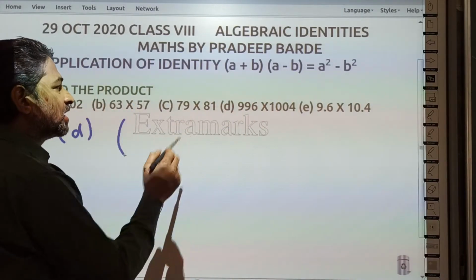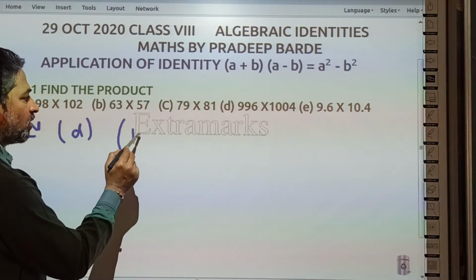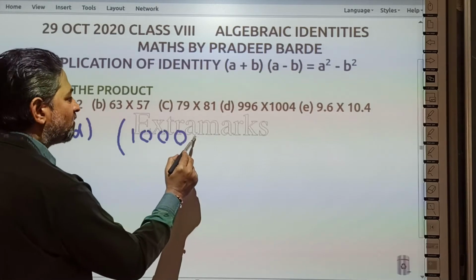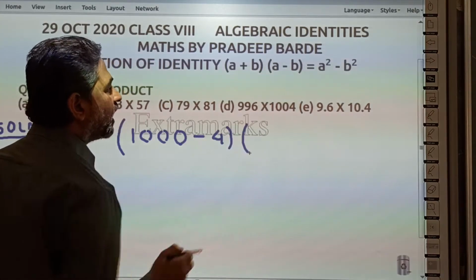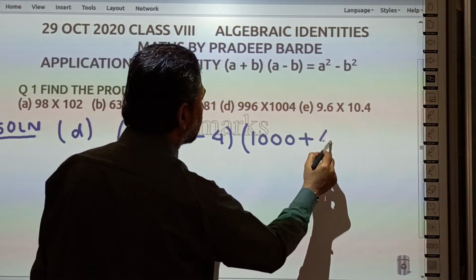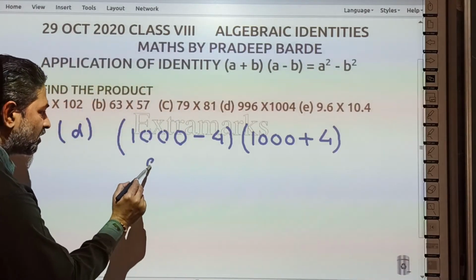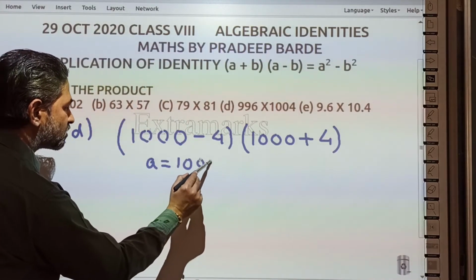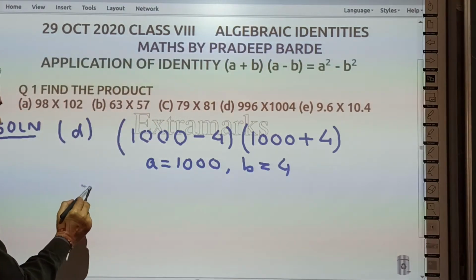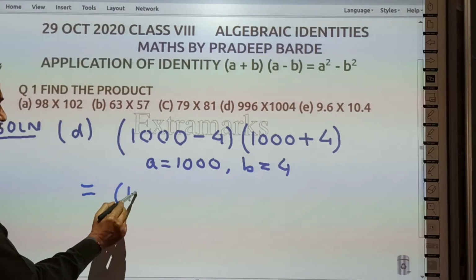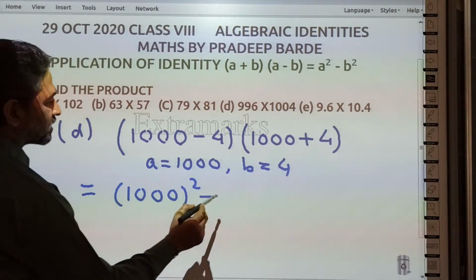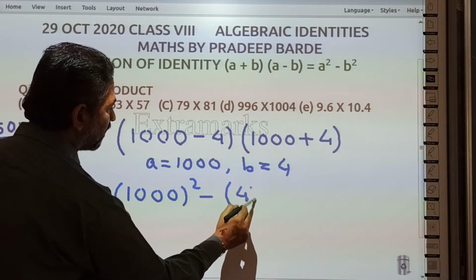So we get the number in the form of which we have to write. 996 can be written as 1000 minus 4 and 1004 can be written as 1000 plus 4. So again the value of A is 1000, very easy students, and the value of B is 4. So the product will be 1000 square minus 4 square.